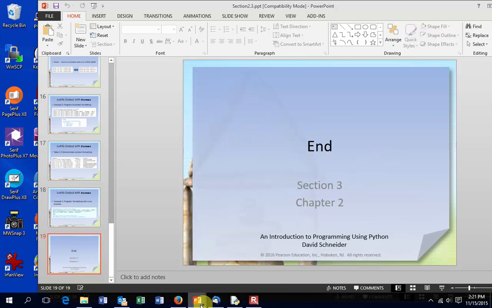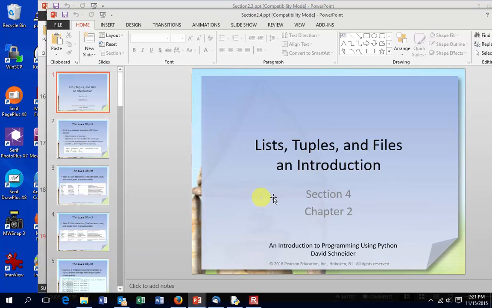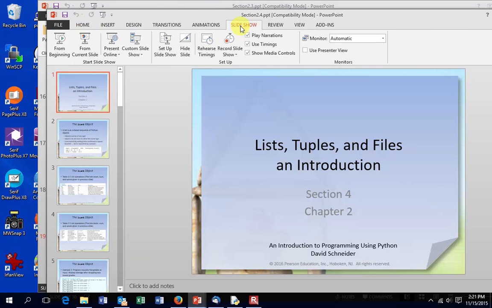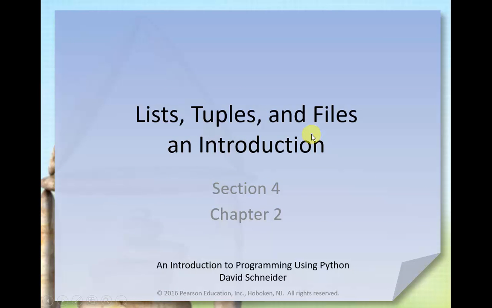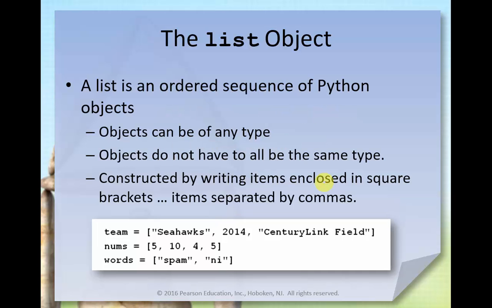All right, we're going to move on to our next section here, which is on lists, tuples, and files. This is an extension of what we started learning here, but this adds some additional objects to the capabilities and things that you can do. So let's talk a little bit about the list object.